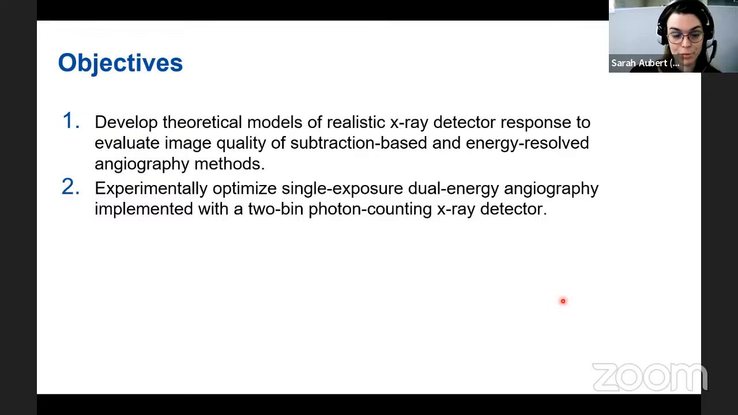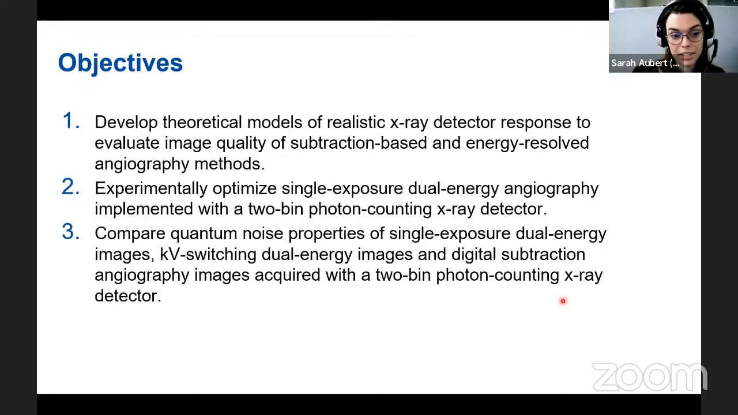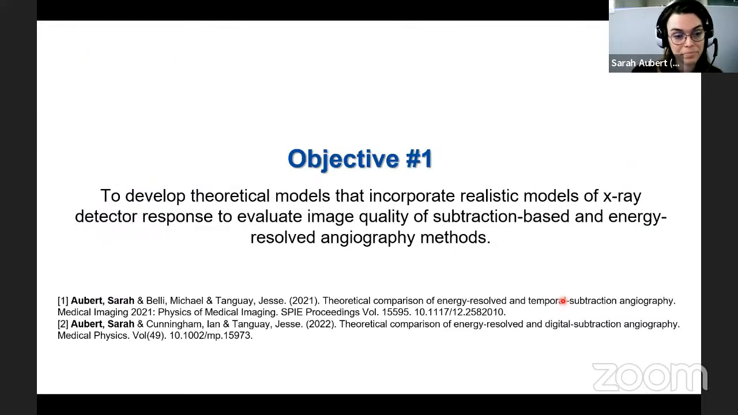The second objective was to experimentally optimize our proposed single exposure approach that we implemented with a 2-bin photon counting X-ray detector that we had in our lab. And finally, we set out to compare the quantum noise properties of our proposed single exposure approach with the two existing subtraction approaches, KV switching and digital subtraction angiography. Again, this was done with the 2-bin photon counting X-ray detector that we have in our lab.